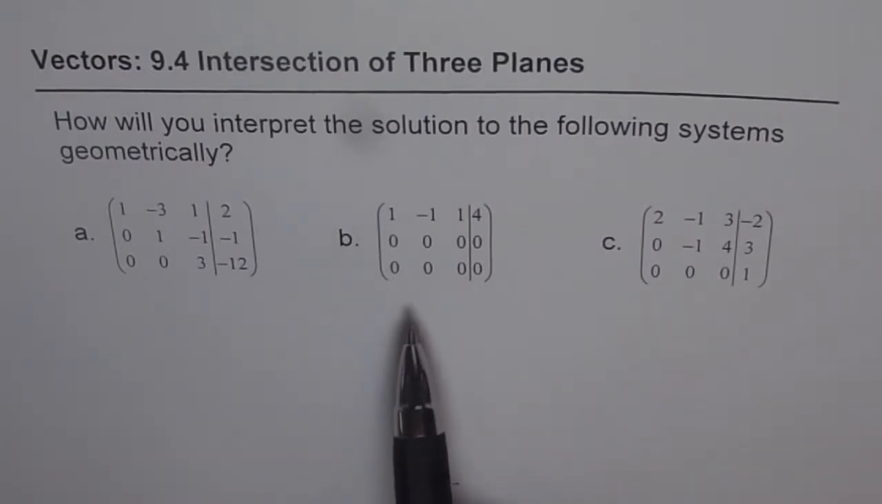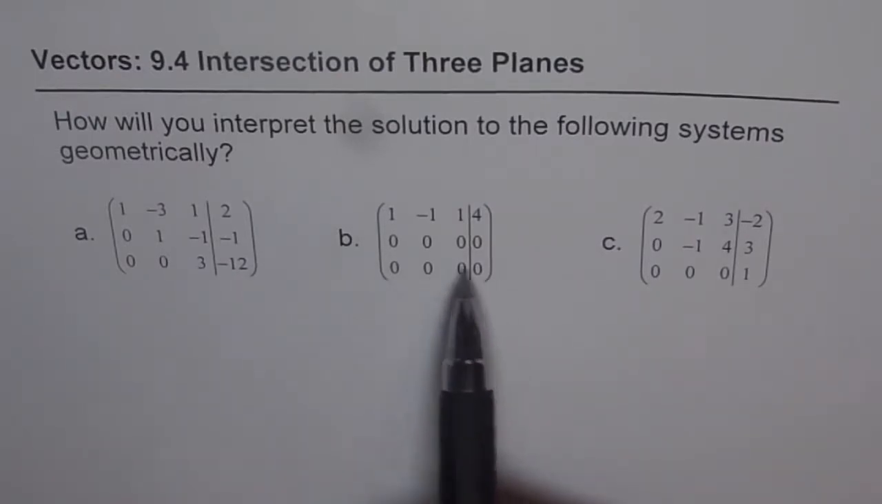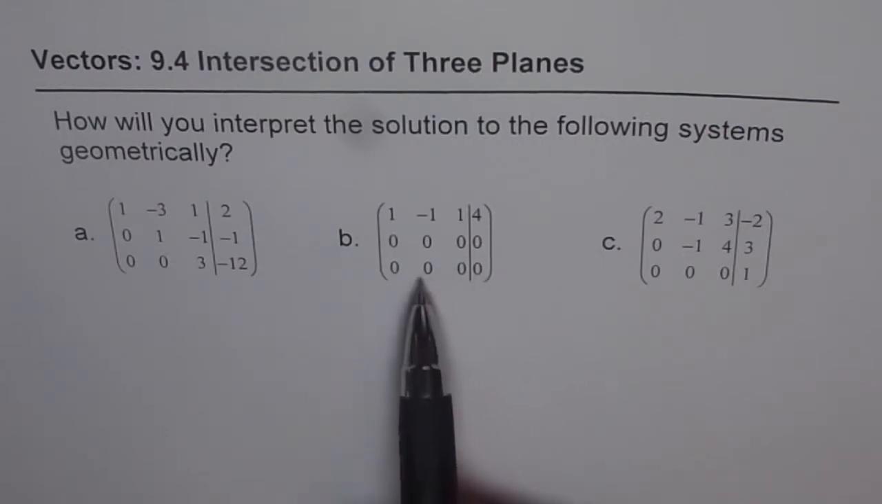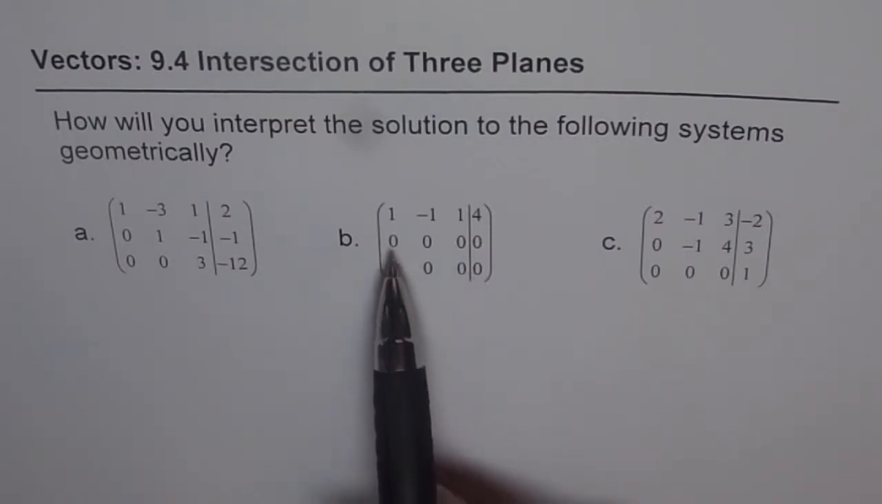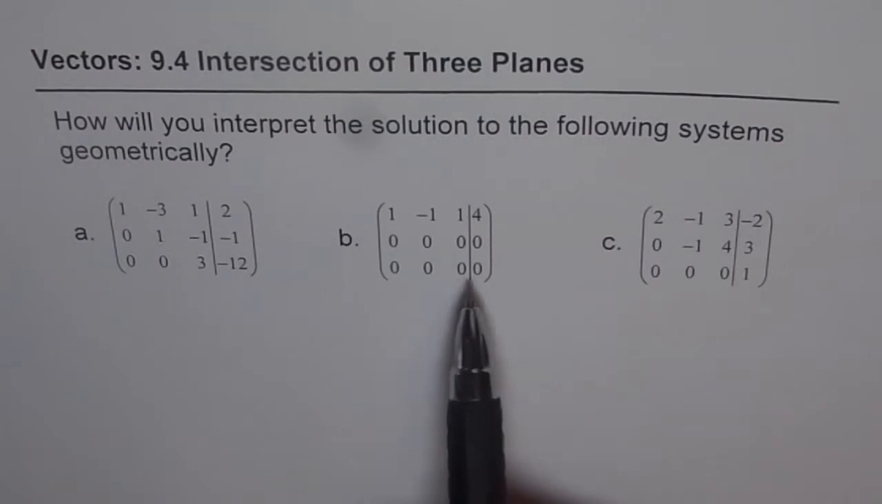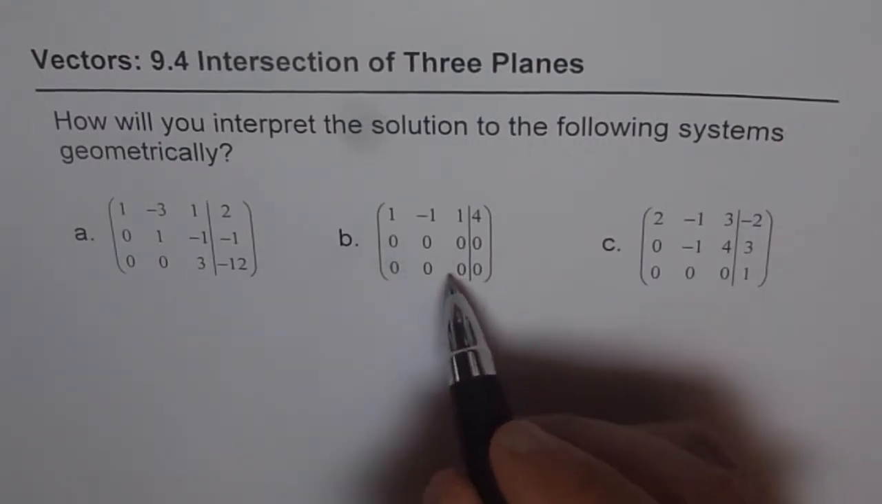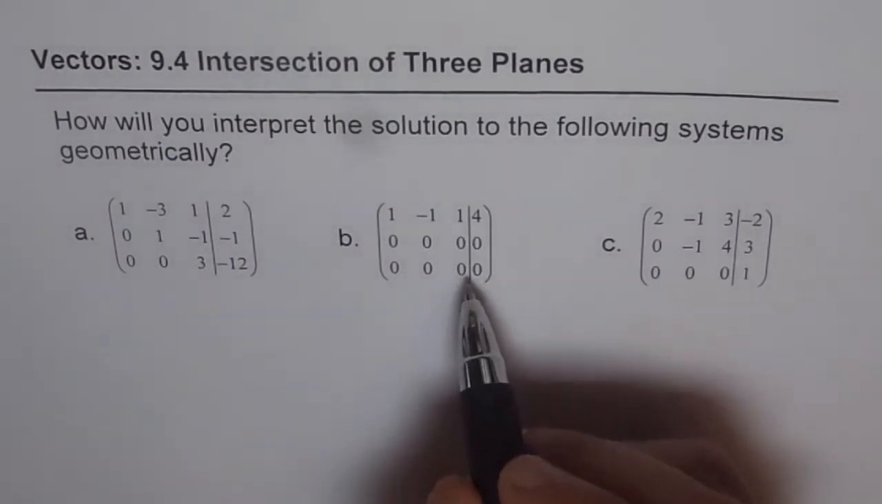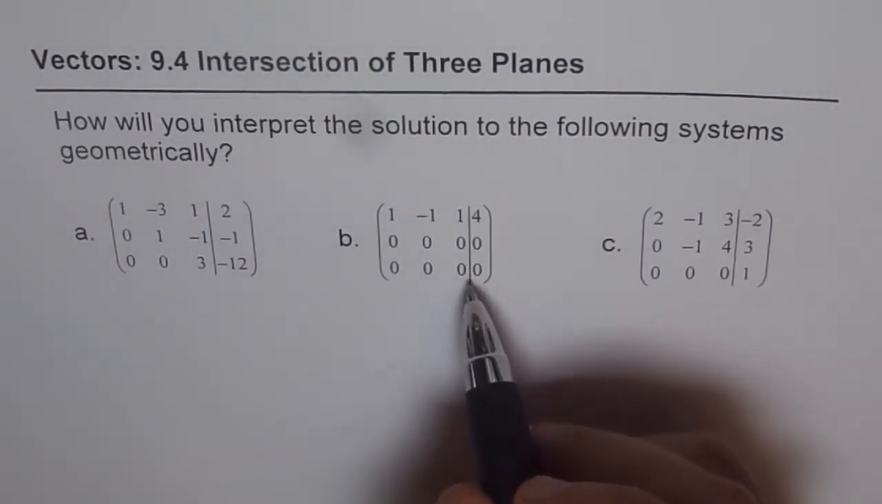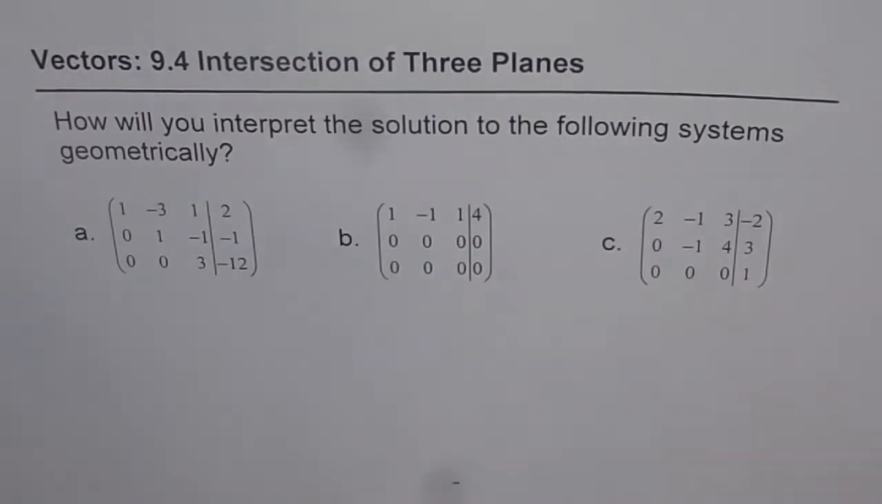Now in B, what you notice is that the two rows are zeros, so 0 equals 0. So that means they are common, right? So that means all the three planes intersect. So every line indicates one parameter. So we got two parameters, and an object with two parameters is a plane. So the three planes intersect in just one plane. That means they are the same planes.